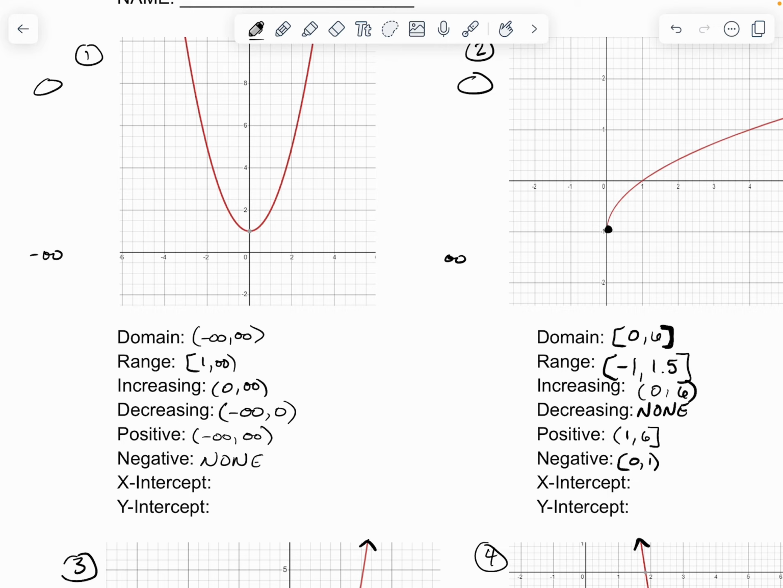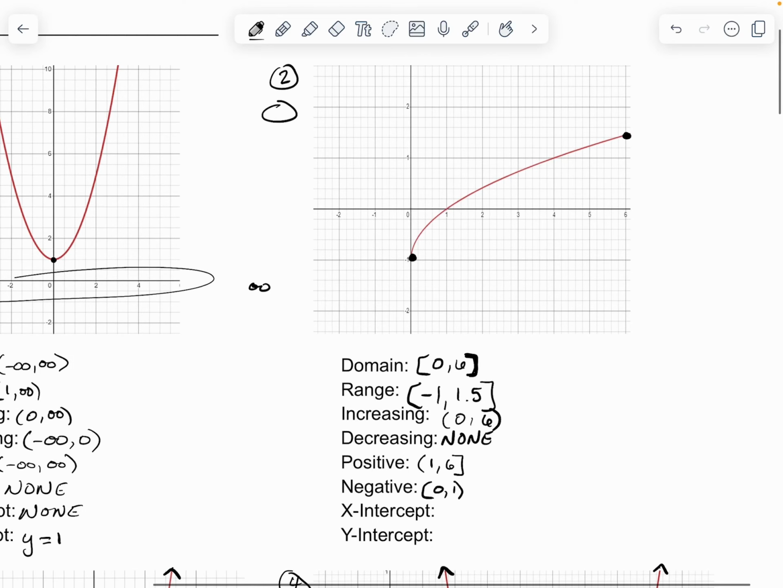We're going to look at our x-intercept and our y-intercept. The x-intercept is where the graph crosses the x-axis. The y-intercept is where the graph crosses the y-axis. So this one doesn't have an x-intercept. The graph never touches the x-axis, so there is none. And then for your y-intercept, what y value? It touches the graph at y equals 1 right there.